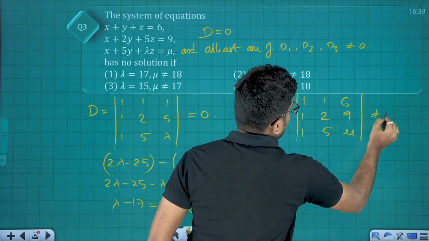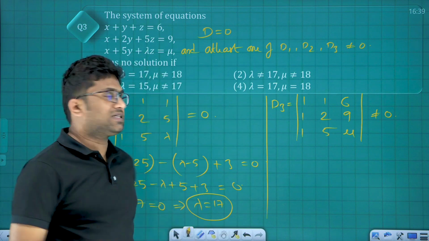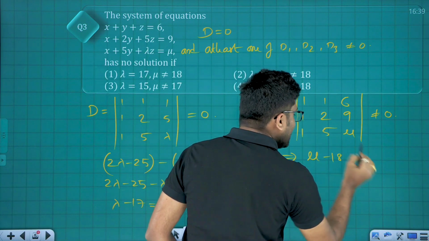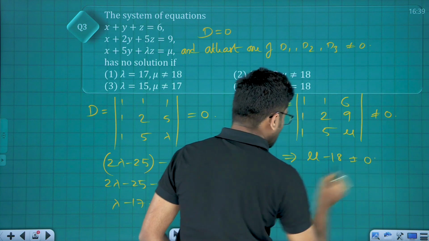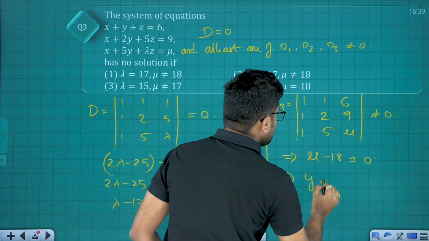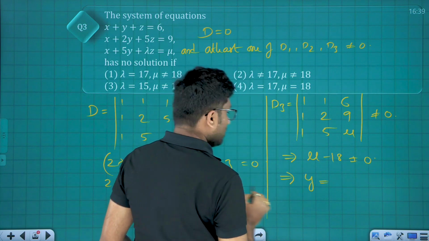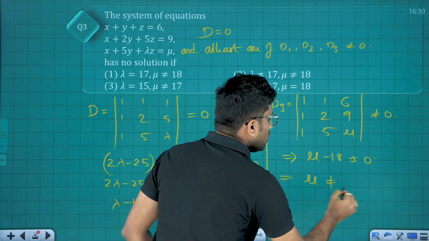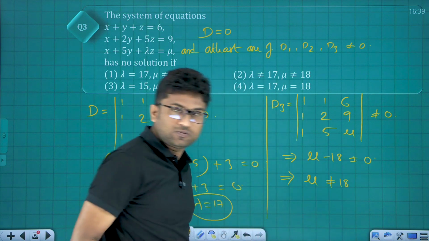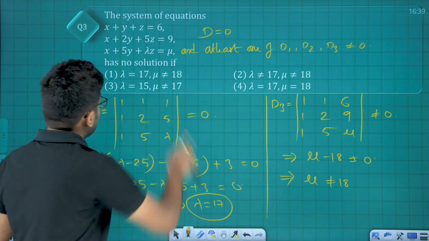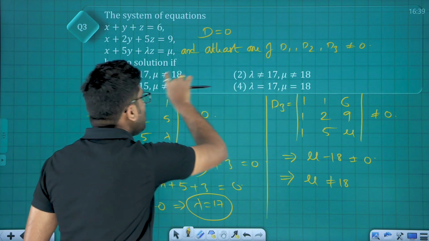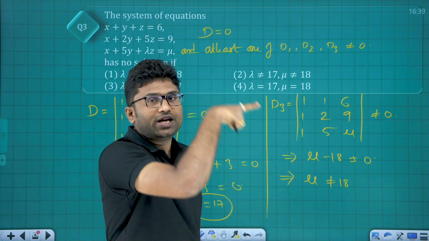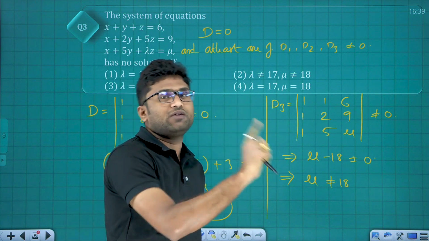This should be non-zero. So when will it be 0? If you expand this, my dear friends, mu minus 18 should be non-zero. That means mu is not equal to 18. So if mu is 18, D3 becomes 0. Now there are only two options: mu can be 18 or mu can't be 18. Mu should not be 18. Why? Because if mu is 18, D3 becomes 0. Forget about D1 and D2.